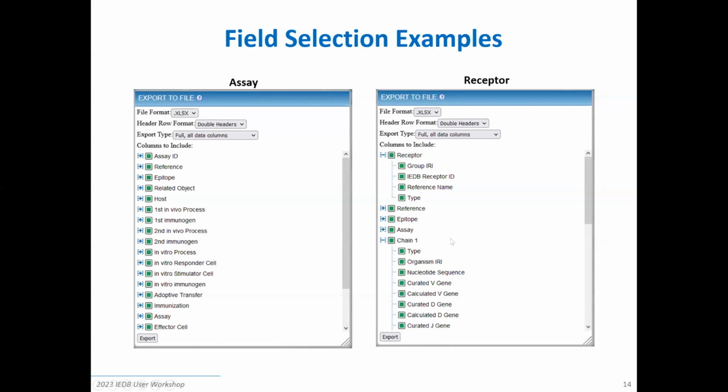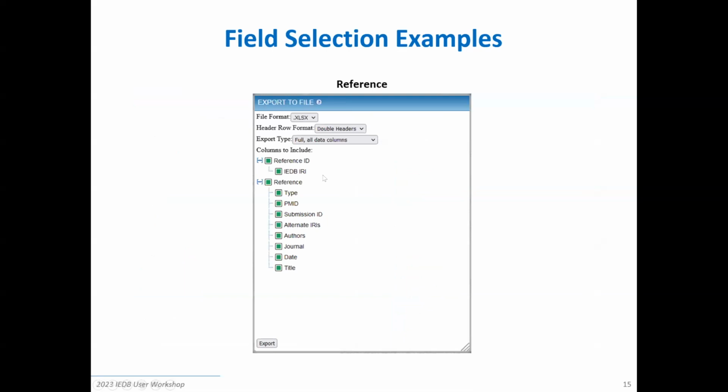and they have sections and all the different fields that you can select. And then finally, we have the reference one, which is a pretty simple export option, just has all these different fields and sections that you can see here.